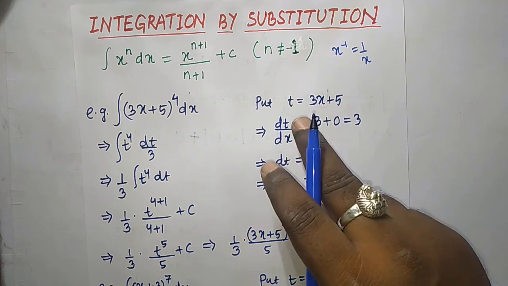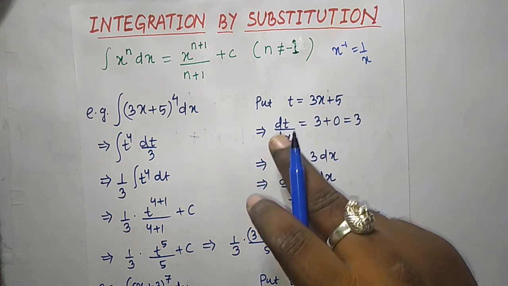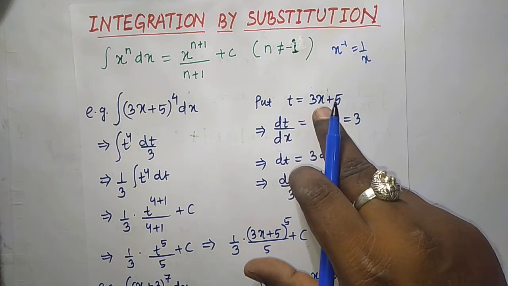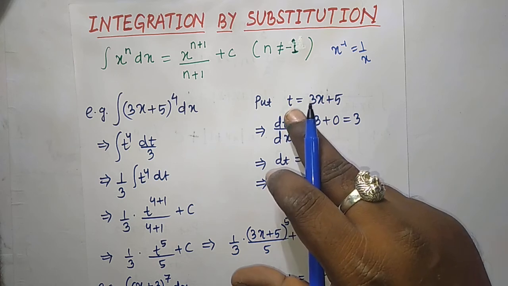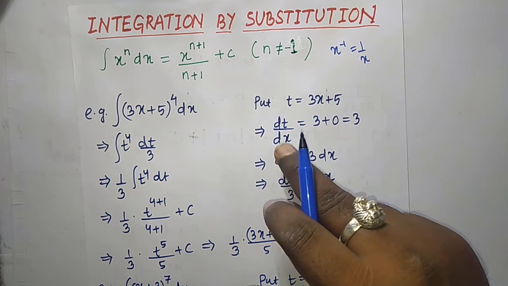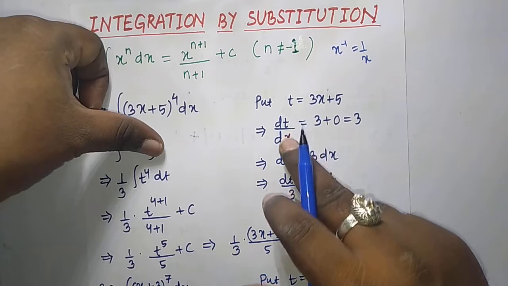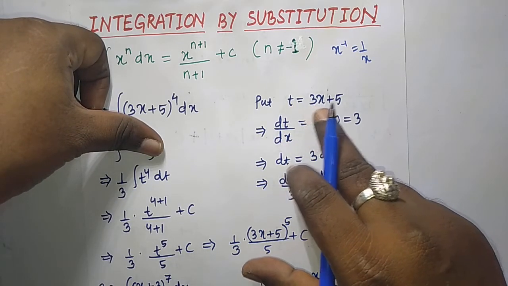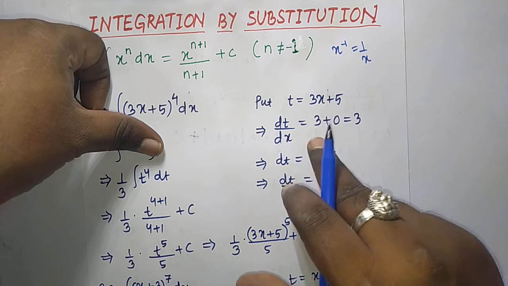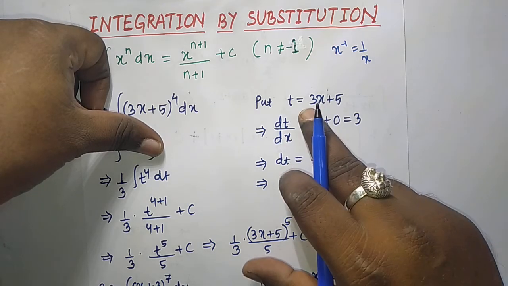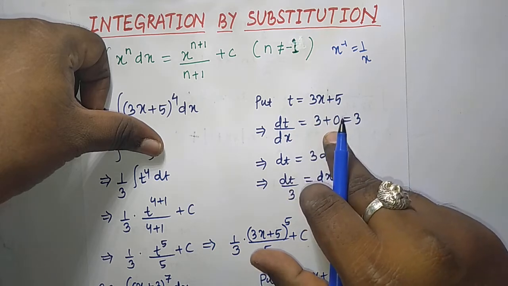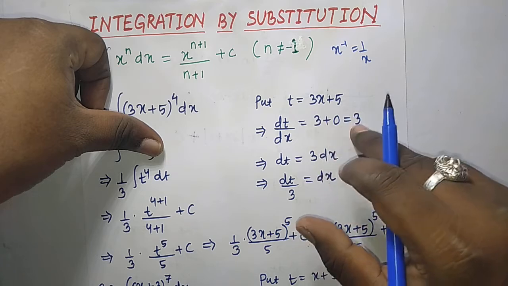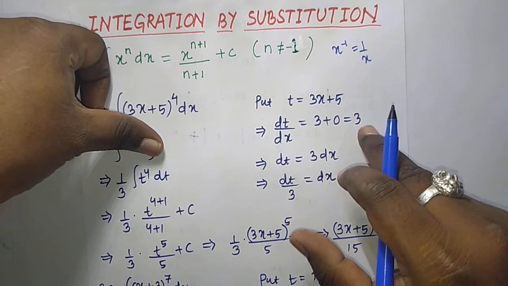Okay, after putting t as 3x plus 5, what we will do, we will take the derivative of t with respect to x, because t is a function of x. Now find the derivative of t with respect to x. On the left hand side the derivative of t is written, and on the right hand side we know the derivative of 3x is 3. Okay, because the derivative of x is 1, 3 into 1 is 3, and plus 5 is a constant, the derivative of 5 is 0, so 3 plus 0 equal to 3. So the derivative of t we got is 3.